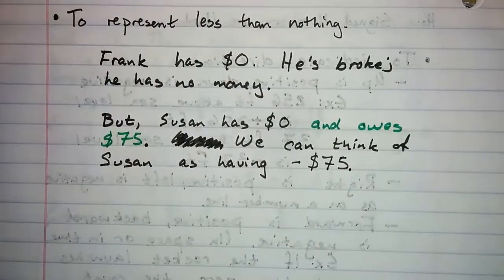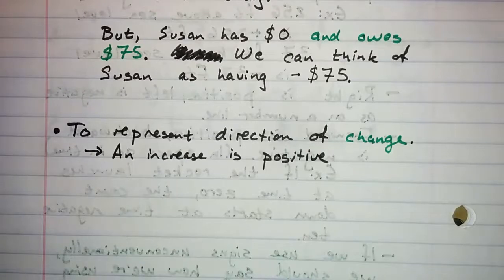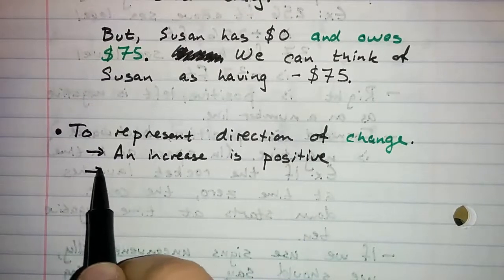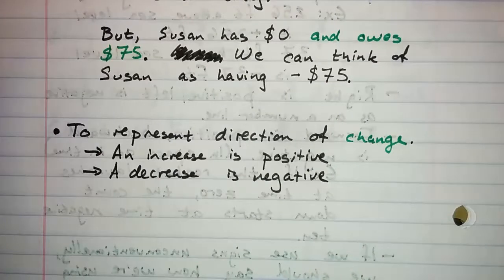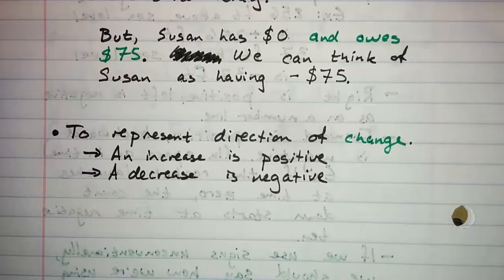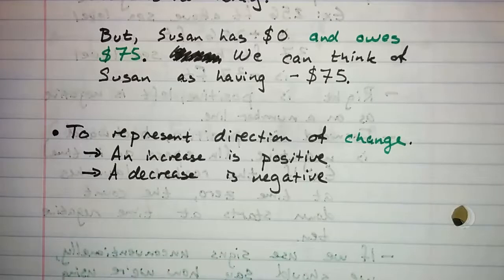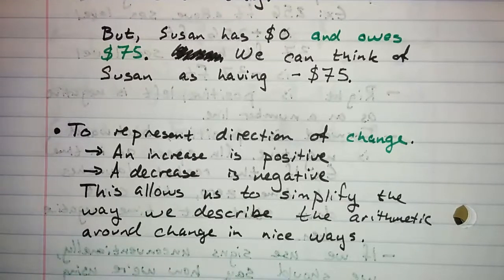And the last way we're going to mention to use negative numbers is to represent the direction of change. We can think of an increase as a positive change and a decrease as a negative change. Once we start getting into the arithmetic of signed numbers, this notion is going to turn out to be very useful. This is going to allow us to simplify the way we describe the arithmetic around change in nice ways.